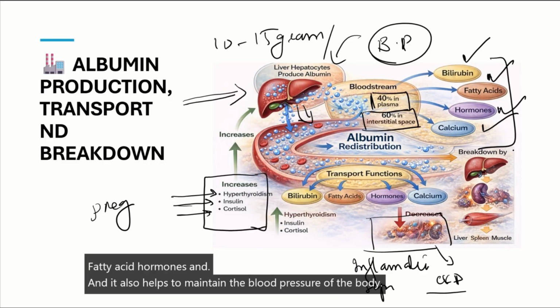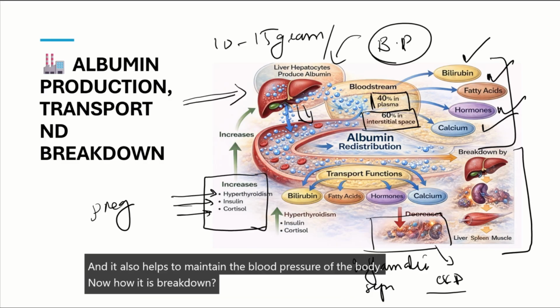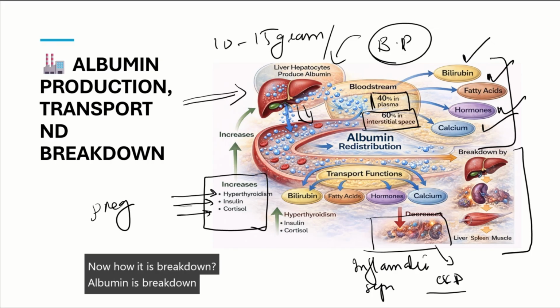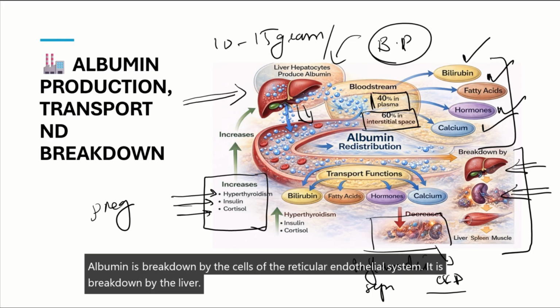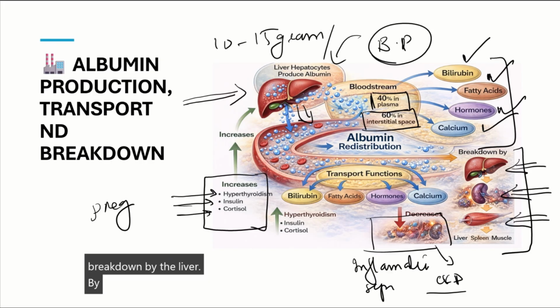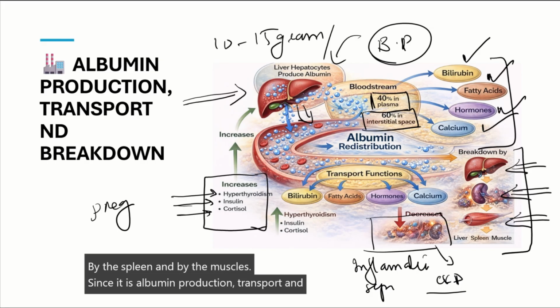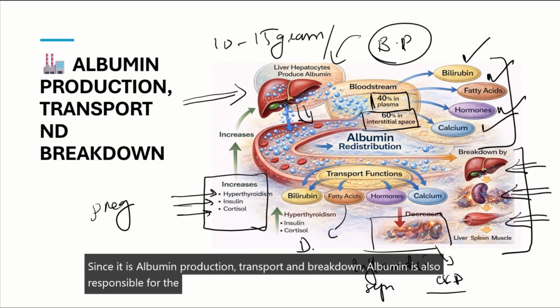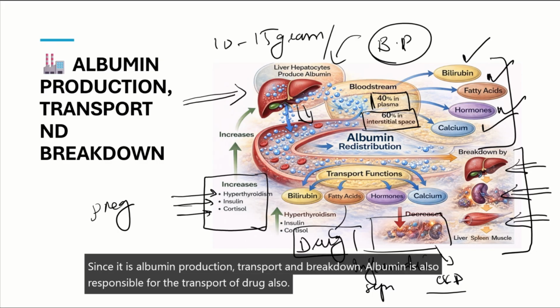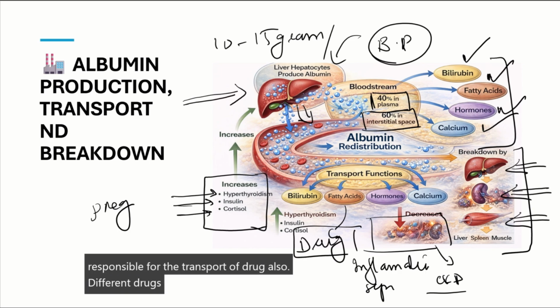Now, how does it break down? Albumin is broken down by the cells of the reticuloendothelial system. It is broken down by the liver, by the spleen, and by the muscles. So this is albumin production, transport, and breakdown. Albumin is also responsible for the transport of drugs. Different drugs we take, albumin helps to transport those drugs also.